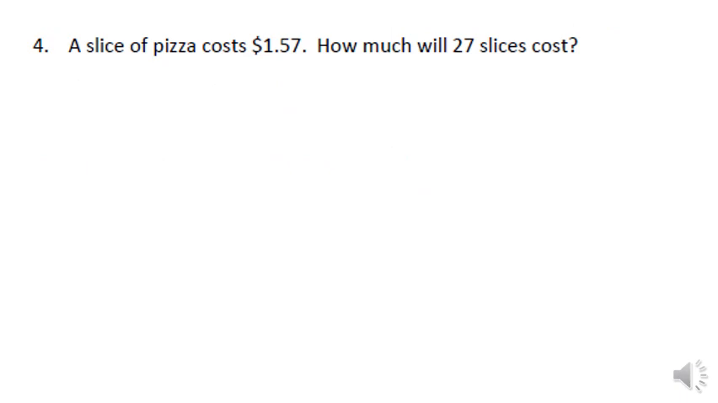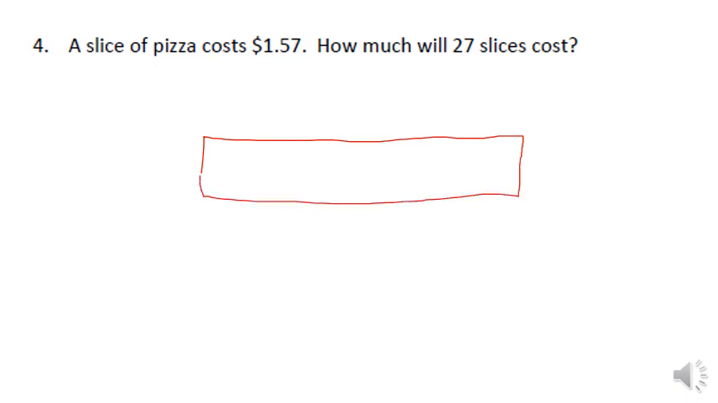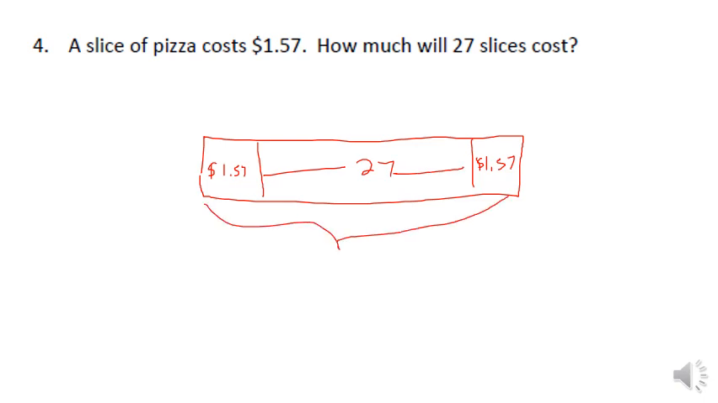Question 4. A slice of pizza costs $1.57. How much would 27 slices cost? Well, the students should know by now I like area models. So I'm going to take my area model. I'm going to put this one piece here as $1.57. So every slice is $1.57, and I've got 27 slices. So in order to solve this, I'm going to do $1.57 times 27. And that's going to give me the total cost.